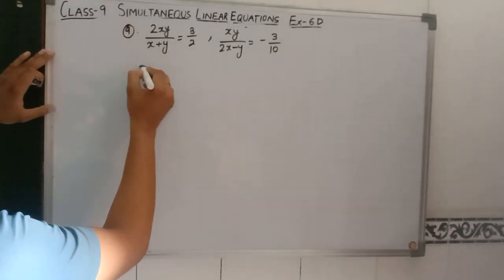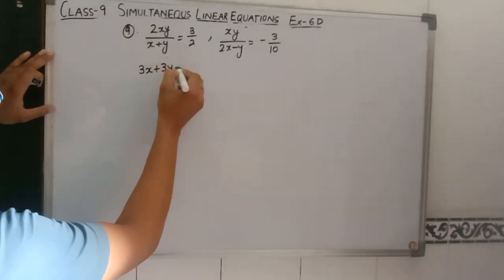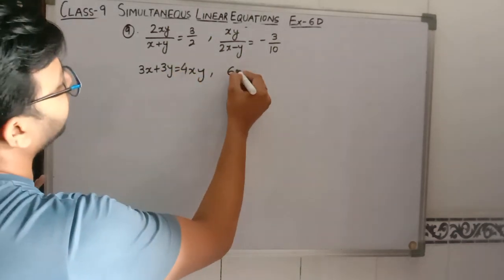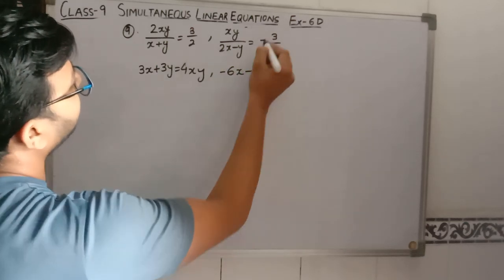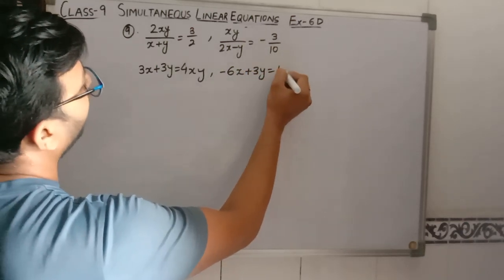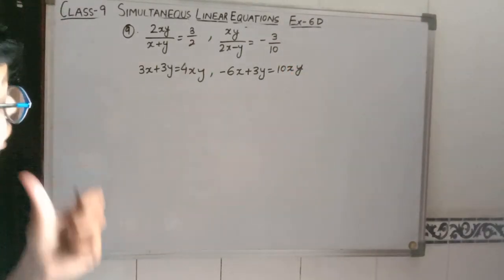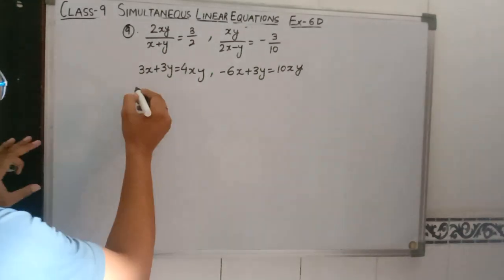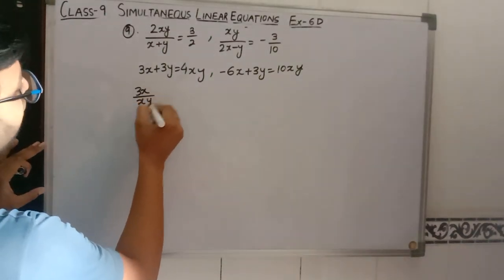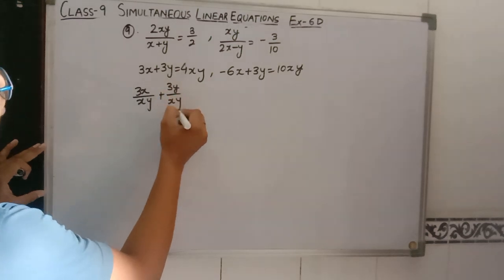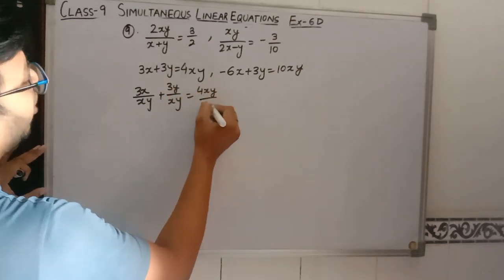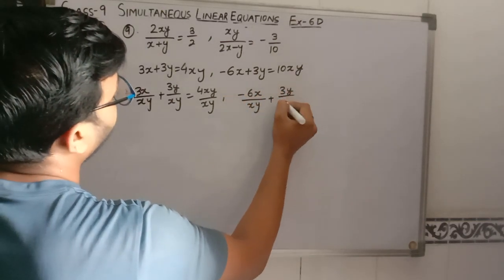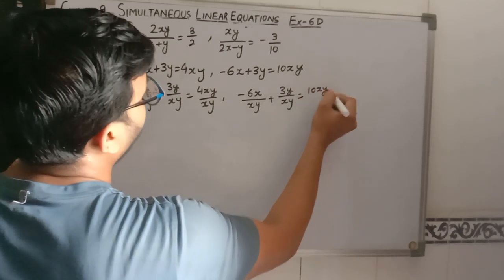Cross multiply. So the first equation will become 3x plus 3y is equal to 4xy, and the second equation will become minus 6x plus 3y is equal to 10xy. Now you can see very clearly what we can do in such questions. I told you, when x, y and xy come, then you divide the whole equation by xy: 3x upon xy plus 3y upon xy is equal to 4xy upon xy. And the second equation will become minus 6x upon xy plus 3y upon xy is equal to 10xy upon xy.